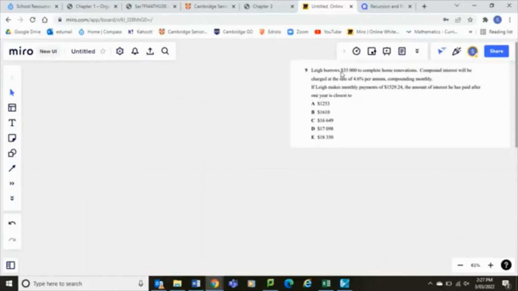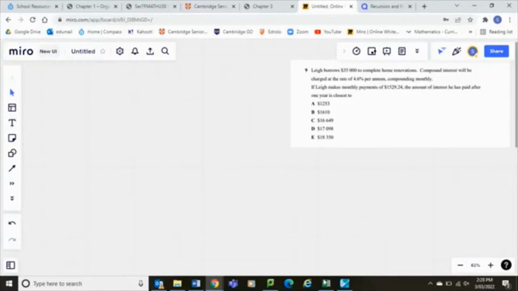So in this first one, Lee borrows $35,000 to complete home renovations. Compound interest will be charged at 4.6% per annum, compounding monthly. So if Lee makes monthly payments of $1,529.24, the amount of interest he has paid after 1 year is closest to which of these?